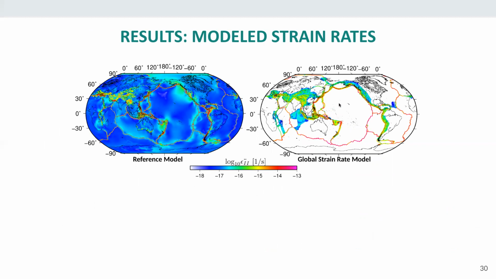And notice that within the plate interior, where there are no recordings or there's no data in the observations, we still have low strain rates. And we can identify 3 zones. The first zone is this very high deformation along the discrete plate boundaries that also corresponds with the very high deformation in the observed global strain rate model.